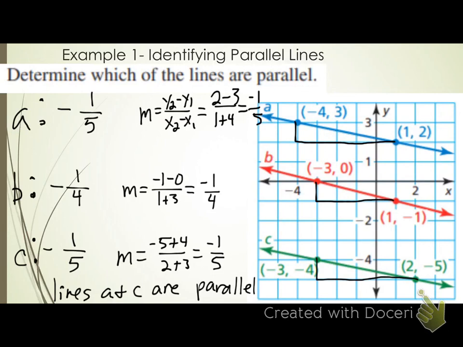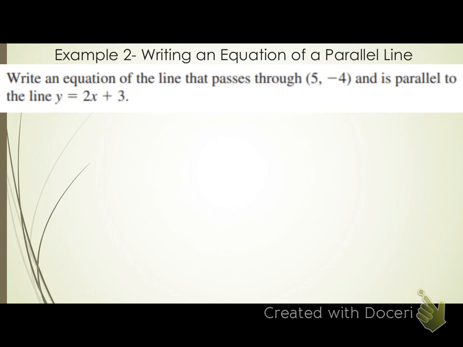Any questions on example 1? We understand that parallel lines have the same slope. Perfect. Let's move on. Example 2. Write an equation of the line that passes through 5, negative 4, and is parallel to the line y equals 2x plus 3. Let's just assume it wants it in slope-intercept form.